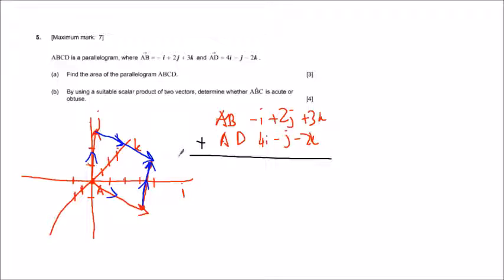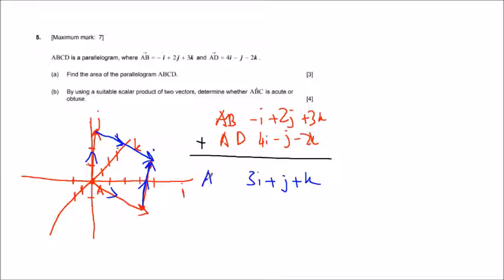And what will this give us? This will give us AC. AB plus AD is equal to AC. And because we have A at the origin, we'll know the coordinates of C as well. It will give us 3I plus J plus K. It's actually supposed to be somewhere here, but I'm not good at drawing. So this is our AC.